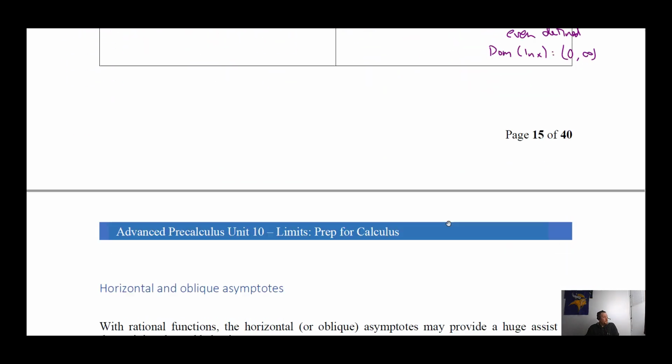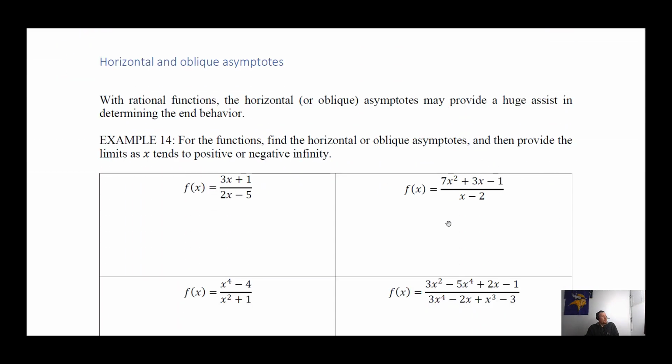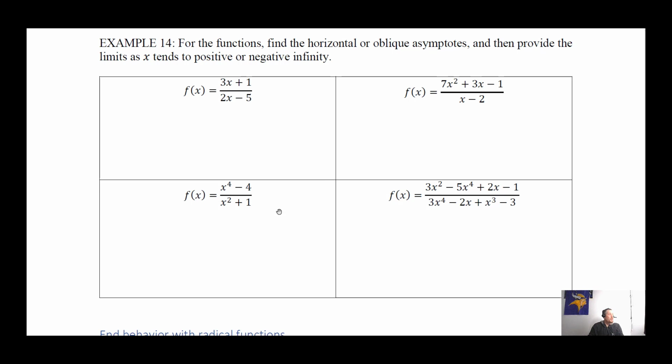Okay, moving on. Recalling from previous unit 3, horizontal and oblique asymptotes, we can find the horizontal or oblique asymptotes by understanding whether a function is top heavy, bottom heavy, or equally heavy. That is how we did it in class. What I'm going to do here again is this dominant term analysis.